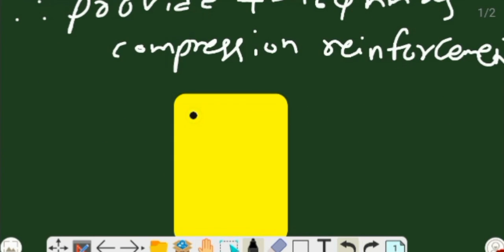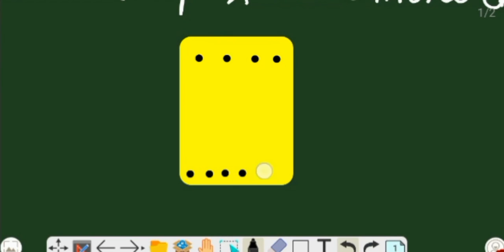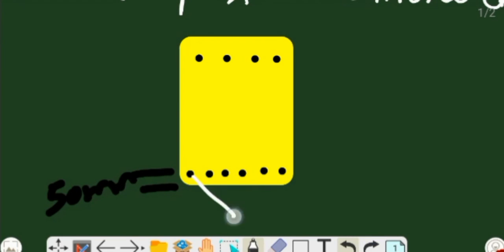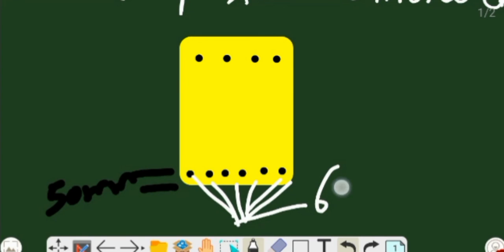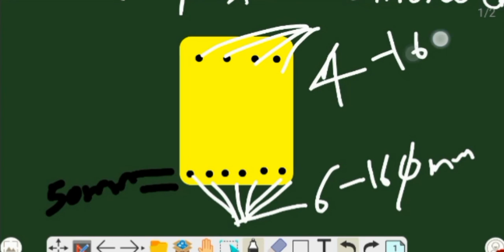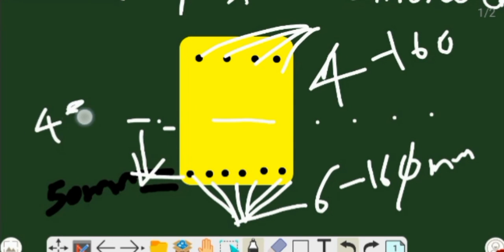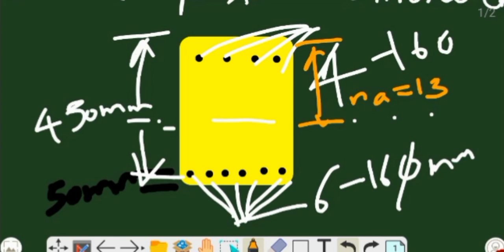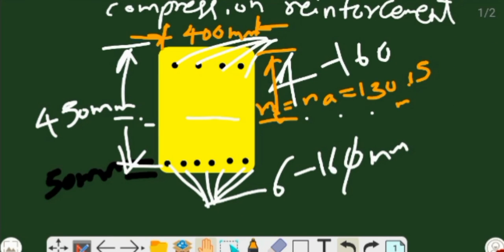Effective cover is 50 mm. Provide tension reinforcement as 6 number of bars of 16 mm dia, and provide compression reinforcement as 4 number of bars of 16 mm dia. Effective depth is 450 mm and neutral axis depth equal to 130.05 mm. This is the design of a doubly reinforced section by using the working stress method.